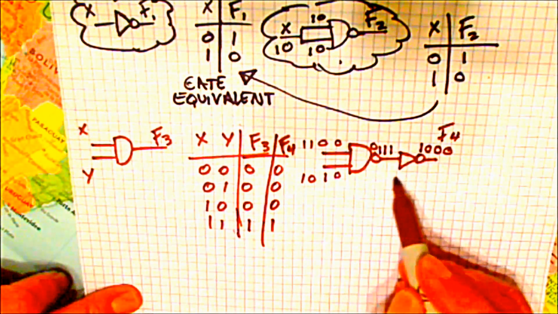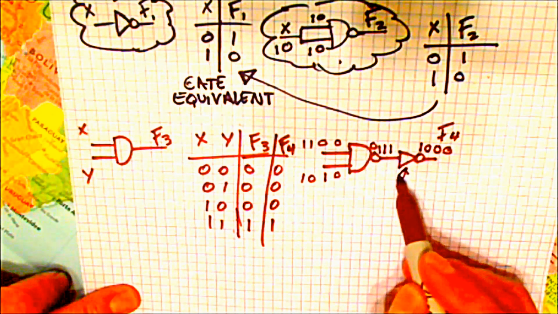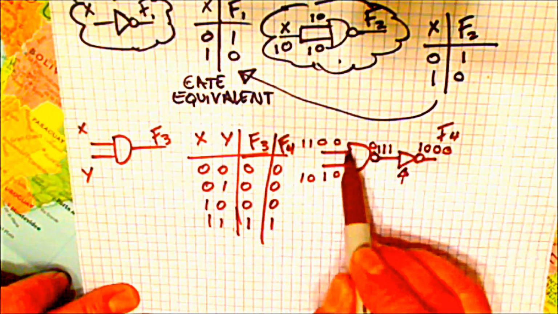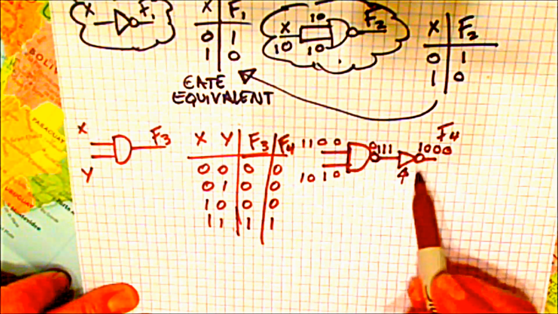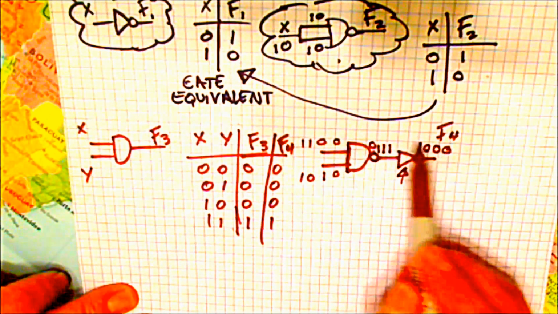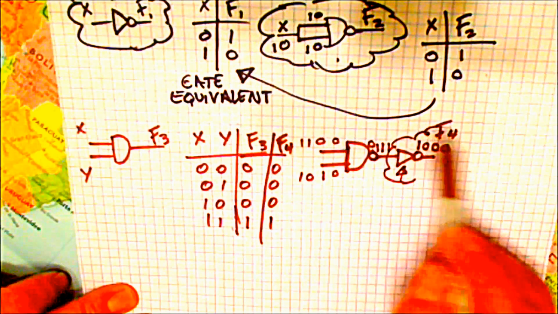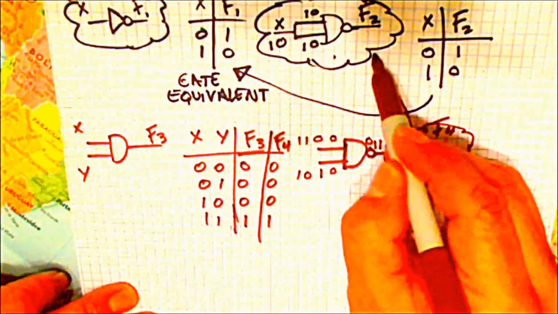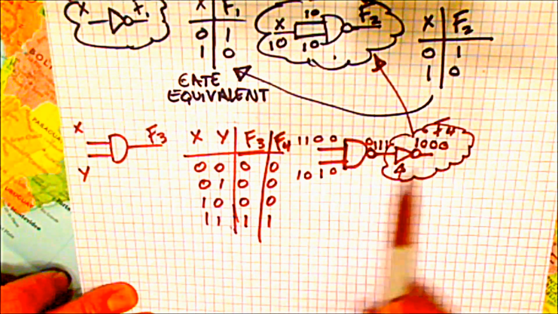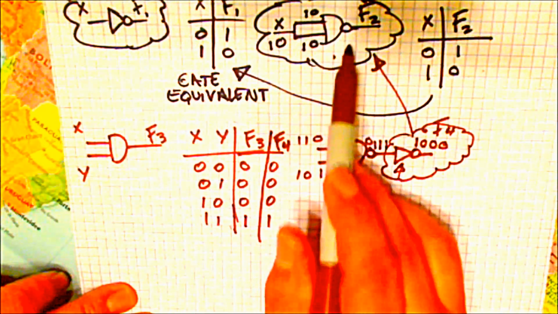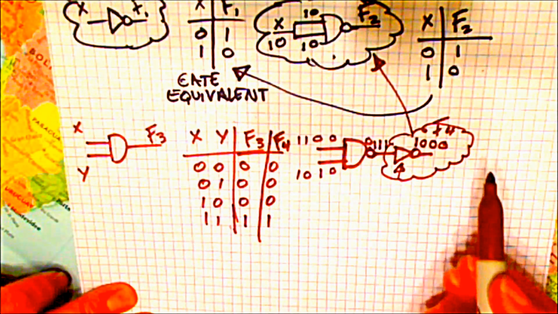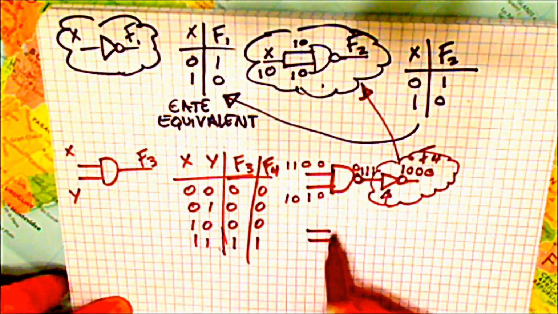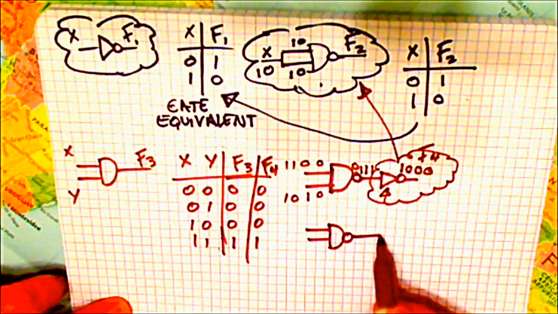We have a slight problem, however. We cannot use this gate. We have to use NAND gates only. And we have proven earlier that this little guy here is equivalent to that little guy there. So we can simply replace that guy with this NAND gate. And it will look something like this.